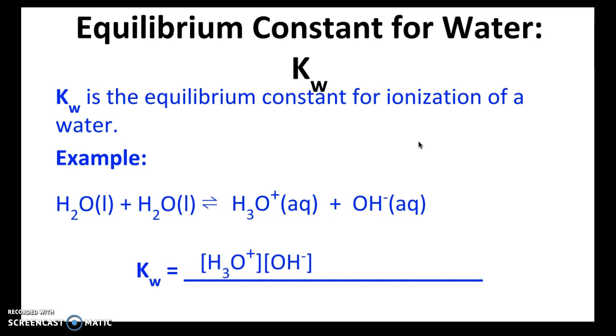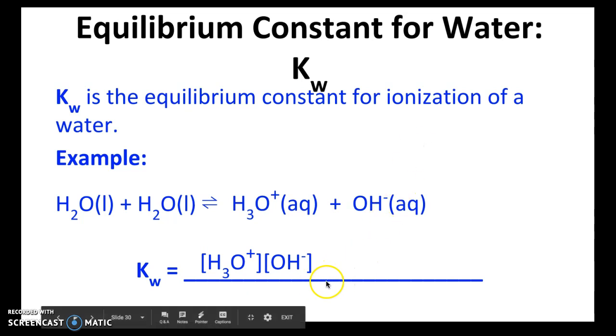Great, you should have concentration of H3O plus times concentration of OH minus. And we don't include water because it's a liquid, so there's no reactant side. So if you wanted, you could put this over 1, or you could not. And if you're not putting it over 1, you can actually just remove that fraction line.